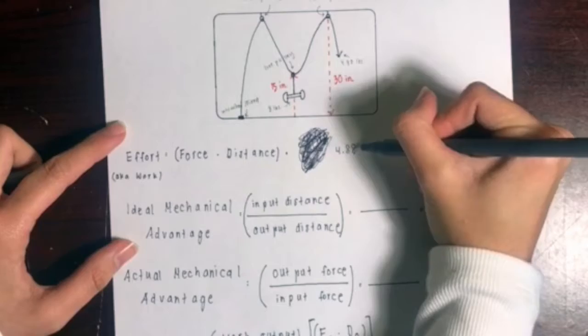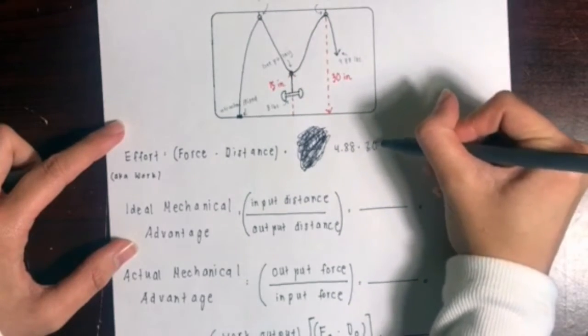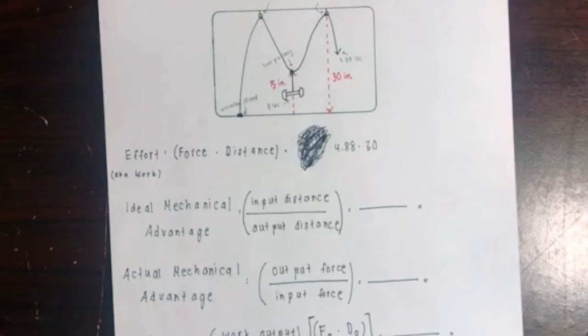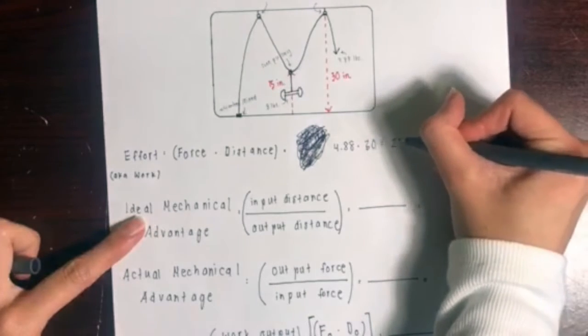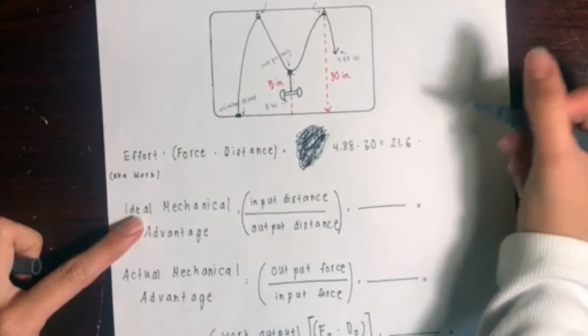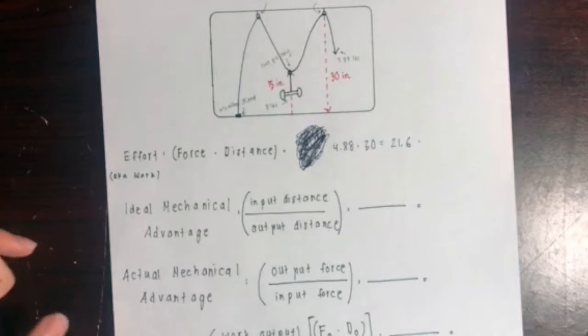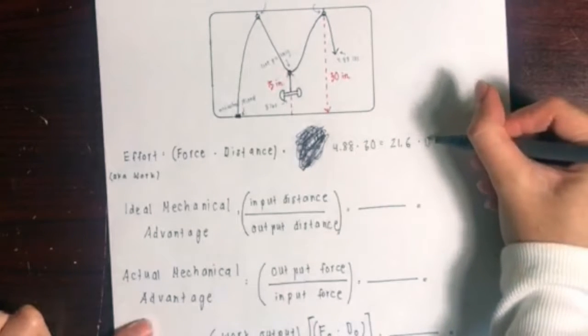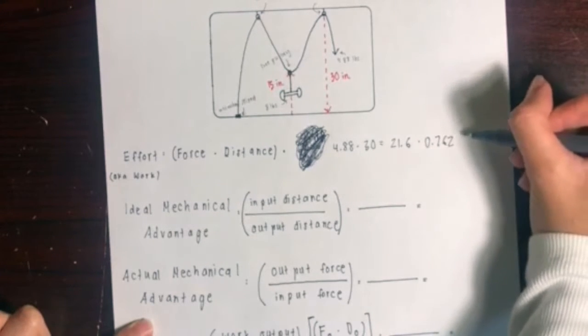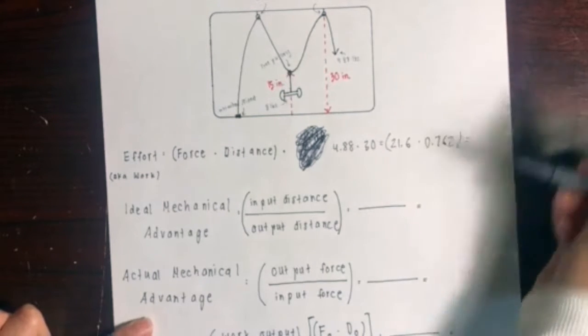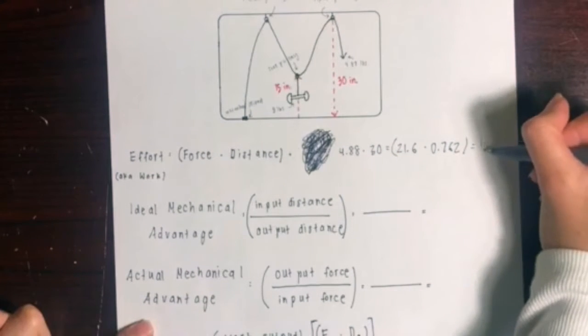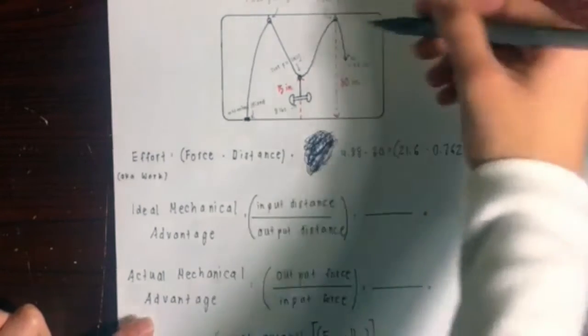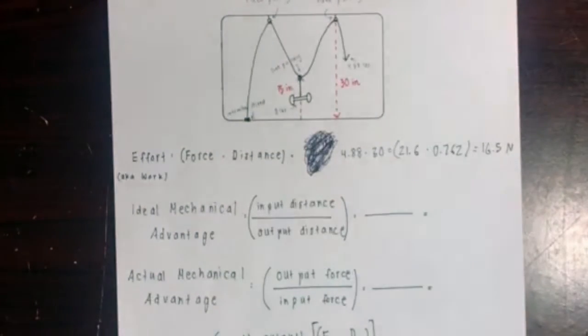So 4.88 times a distance of 30 inches. I'm going to convert that into standard units. 4.88 pounds converted into newtons would be 21.6 newtons, times 30 inches converted into meters, which is 0.762 meters. The product of that would be about 16.5 newtons of force necessary to pull the weight up using this mechanical system.